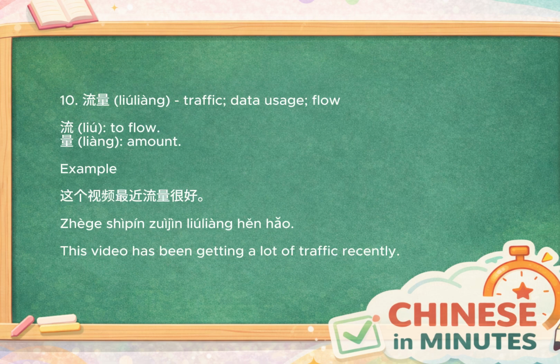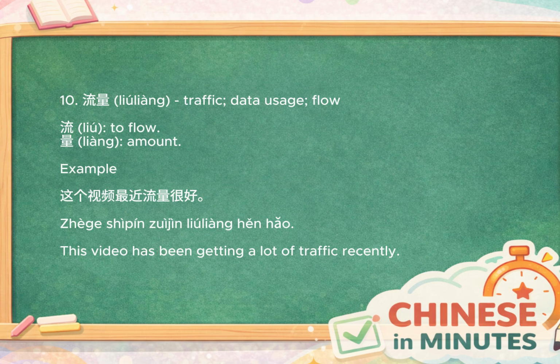Number 10, 流量. Our final word is 流量, which means traffic or data usage. The character 流 means to flow, while 量 means amount. So the literal meaning is the amount of flow. Today, native speakers most often use 流量 to talk about internet traffic, website visitors, mobile data, or social media traffic. For example, 这个视频最近流量很好。This video has been getting a lot of traffic recently.